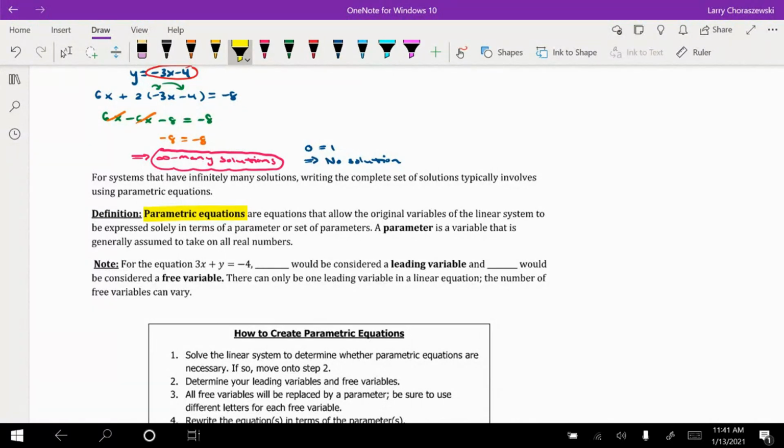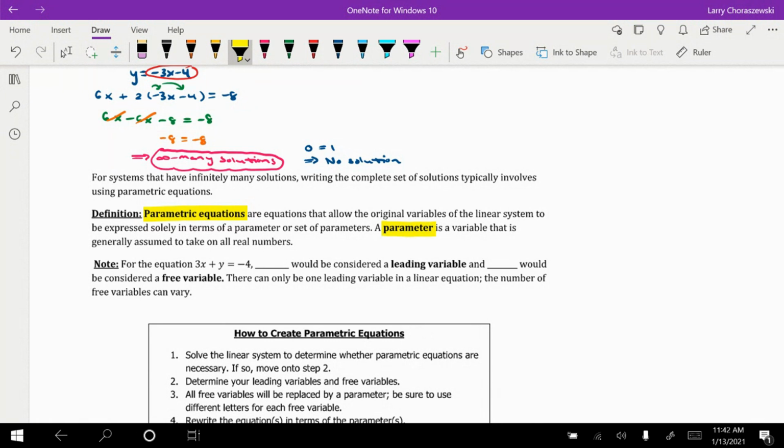So in essence, what we do is we take all the variables that are part of the original linear system and we create an equation for it using sort of like a third-party variable. And this third-party variable is what we refer to as a parameter. So for instance, if our system involves the variables x and y, then x will be written in terms of a parameter and y would be written in terms of a parameter as well.